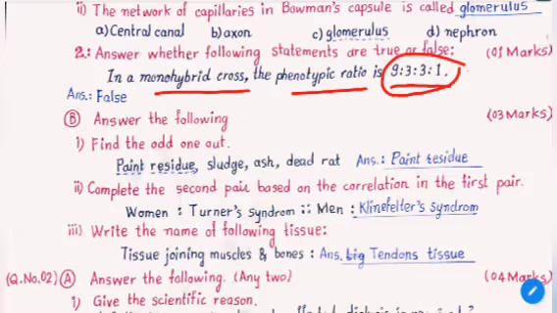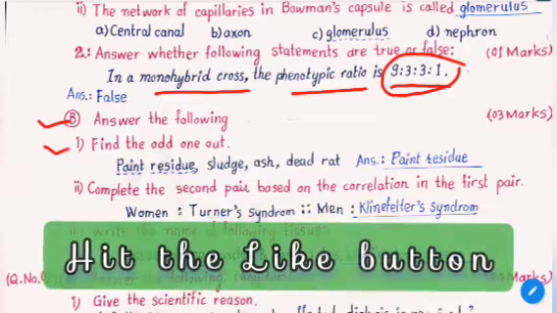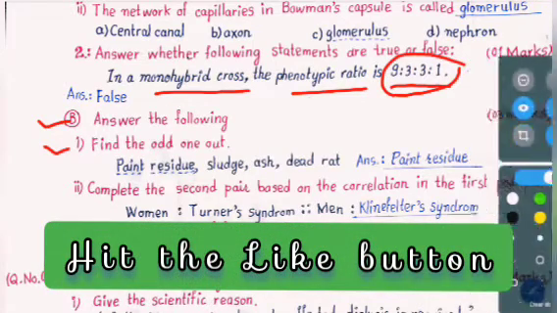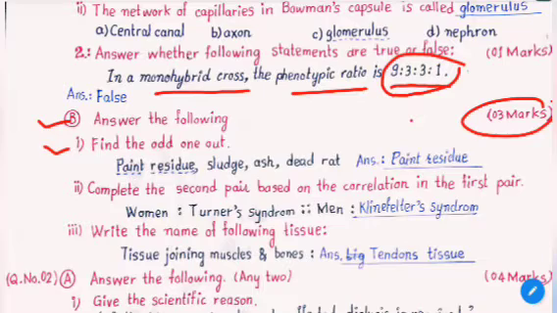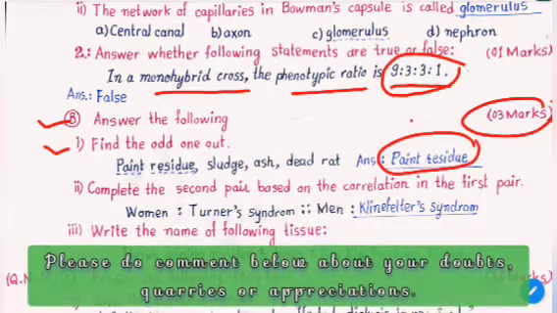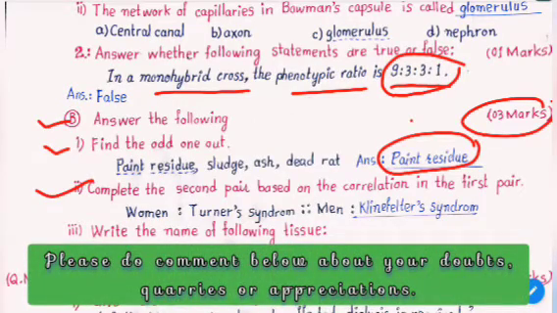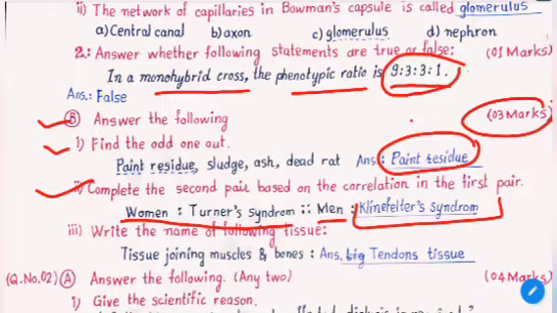Now the B question of question 1 is answer the following. This question is for 3 marks. The first question is find the odd one out: paint residue, sludge, ash, dead rat. The odd one is paint residue. Second is complete the second pair based on the correlation in the first pair. In women, Turner syndrome occurs and in men, Klinefelter syndrome occurs. Third is write the name of the following tissue: tissue joining muscles and bones. The tissue joining muscles and bones is called tendon tissue.